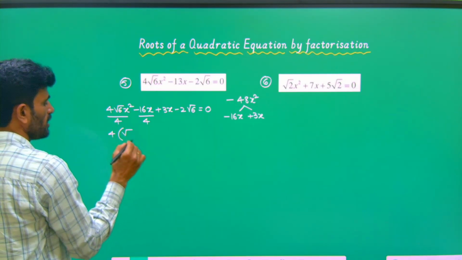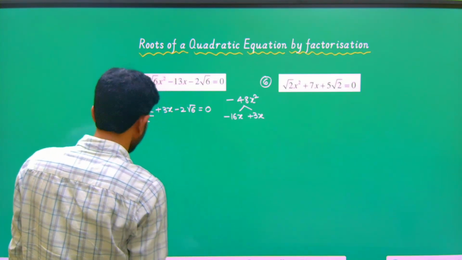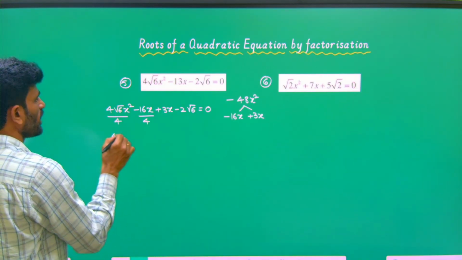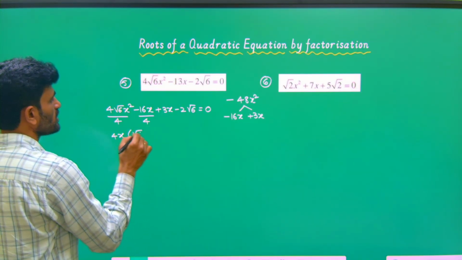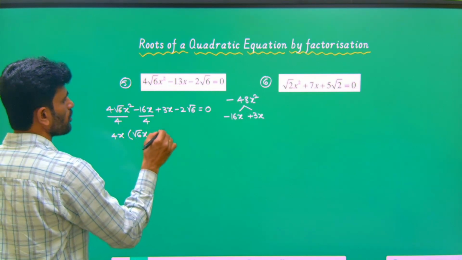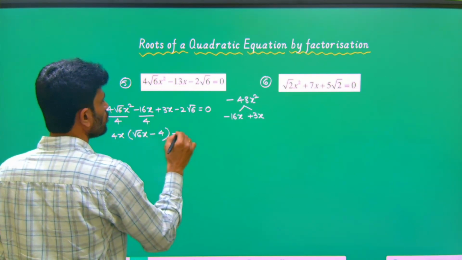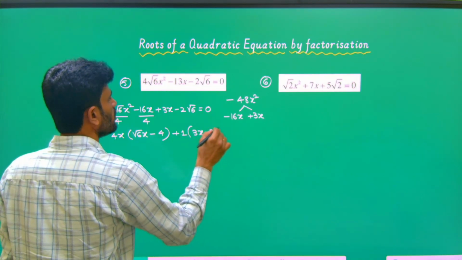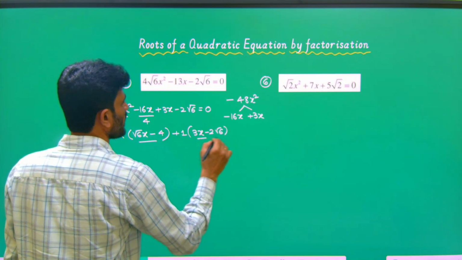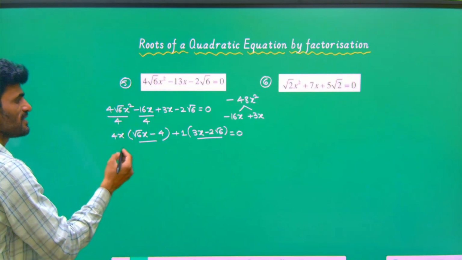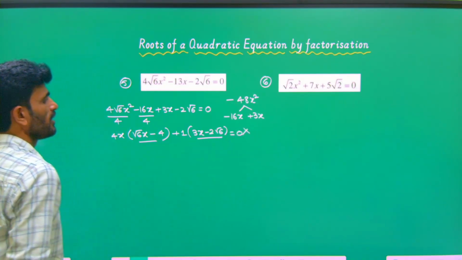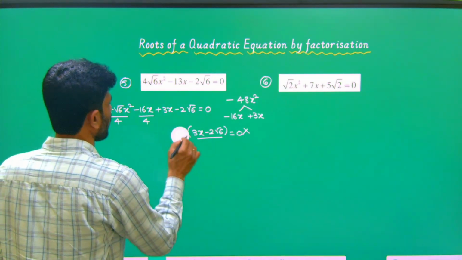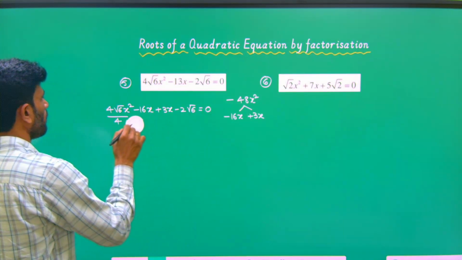If you take 4x common here, 4x is common in the first two. So if you take 4x common here, what happens? We get root 6x minus 4. But in the next two, you do not have anything common, only one is common. See, now you are not getting these two same. So this way of taking common is wrong. We are not getting the same, we are not able to find out the roots in this way.